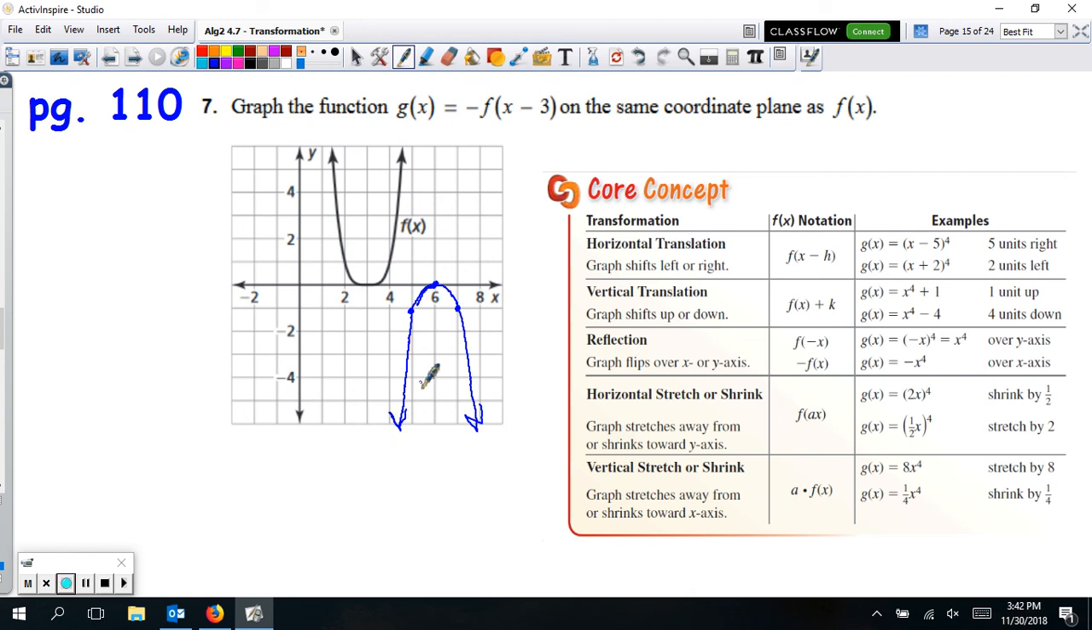That's all that was. Just realize that you're going to use the notations here to help you graph this new function. It means a reflection in the x-axis and a horizontal translation of 3 units to the right. And we just did that. Alright, so that's on page 110. So now we're on page 110.